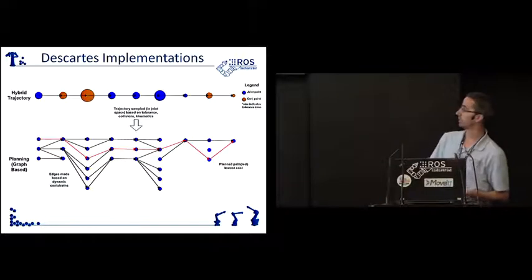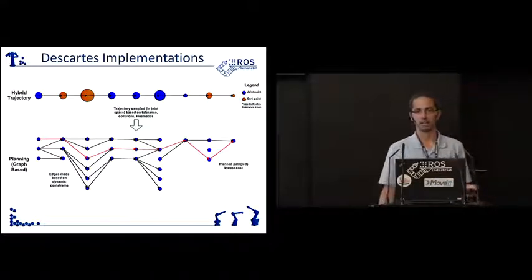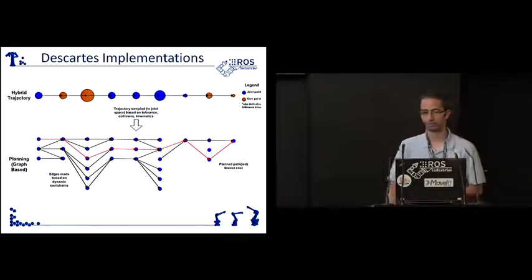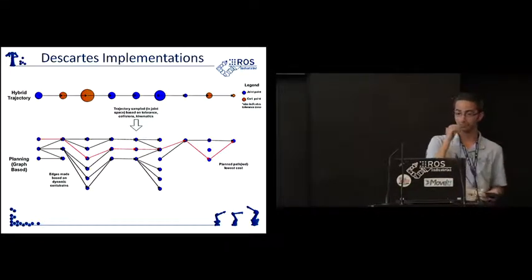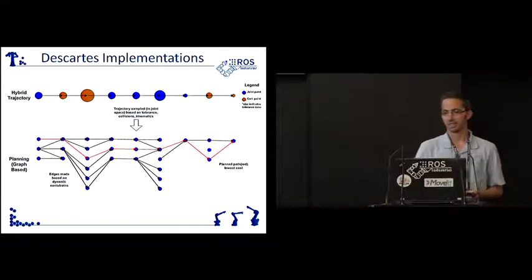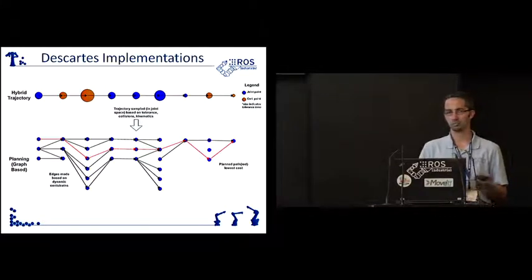So what does it really look like? What does an execution of Descartes look like? Well, at the top, you have a hybrid trajectory, right? The blue points are joint points that you might define. The orange points are Cartesian points, right? And we have a certain order to them, how we want them to be executed. And then the size of the dot really represents the tolerance on that particular point.